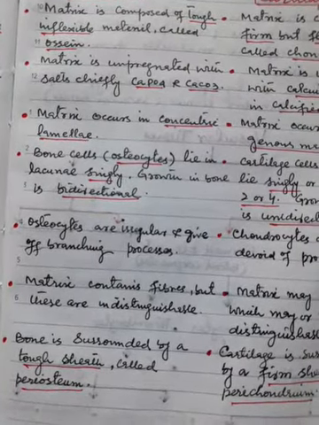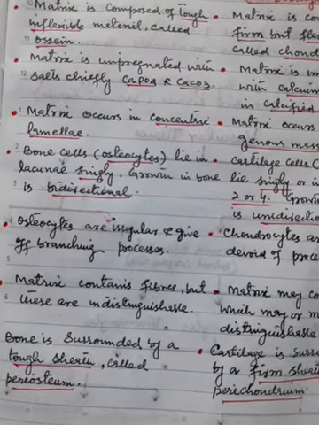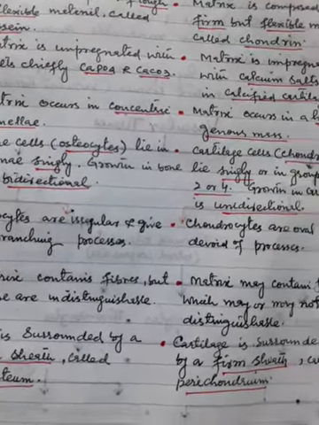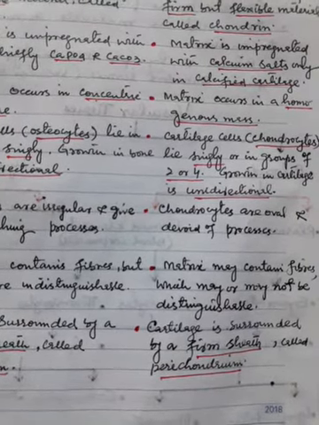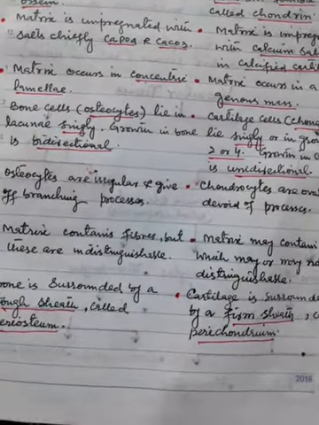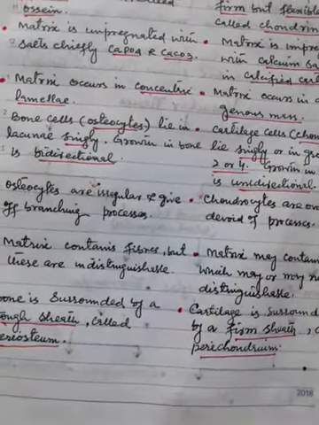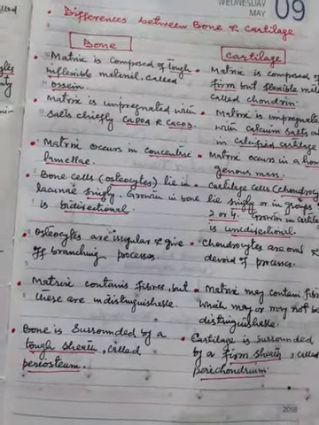Bone is surrounded by a tough sheath called periosteum. Cartilage is surrounded by a firm sheath called perichondrium. So these were some of the differences between bone and cartilage.